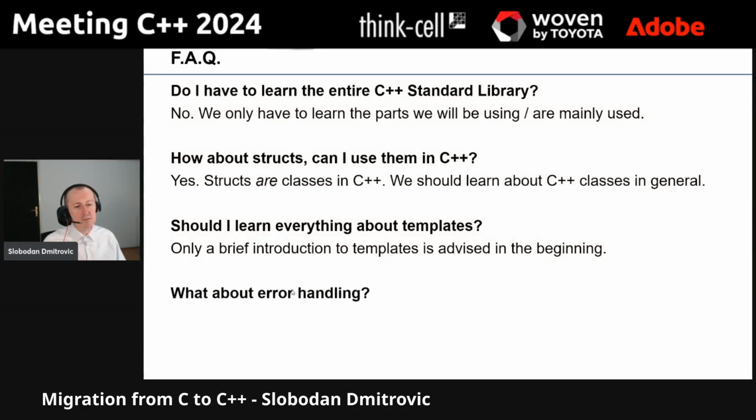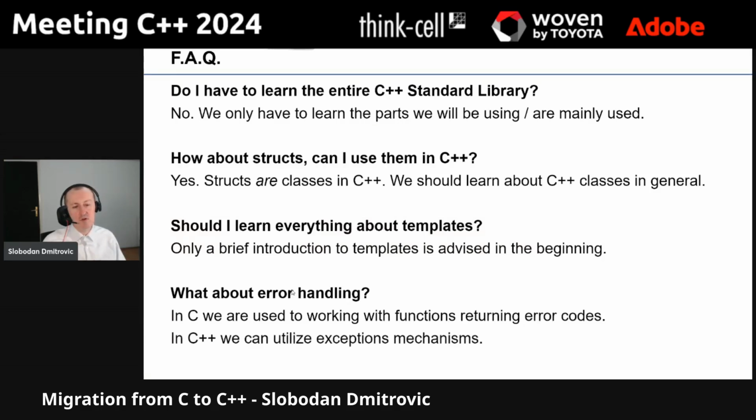How about error handling? Well, in C language, we are used to working with functions returning error codes, and then we inspect in some table what the actual error code means, what it signifies. But in C++, we can resort to using exceptions, handling exceptions through try and catch blocks, shall we say. So we should prefer handling exceptions rather than returning error codes from functions.